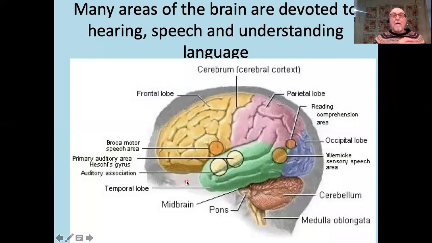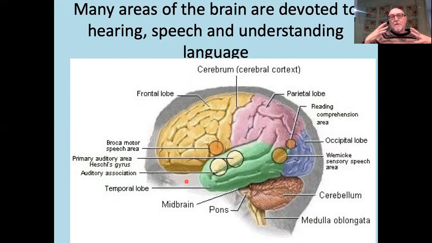I don't need you to remember all the different parts, but I just want to point out to you that a huge amount of our brain in humans is devoted to the task of hearing, understanding what we are hearing, speech, and understanding language. This is a very, very complicated process.